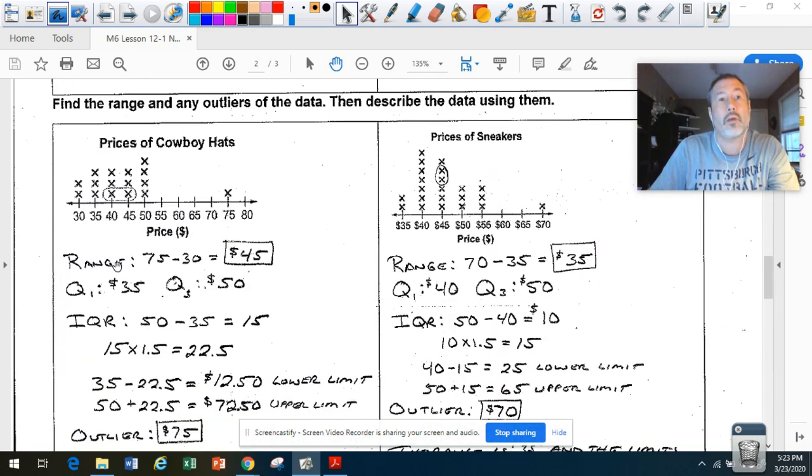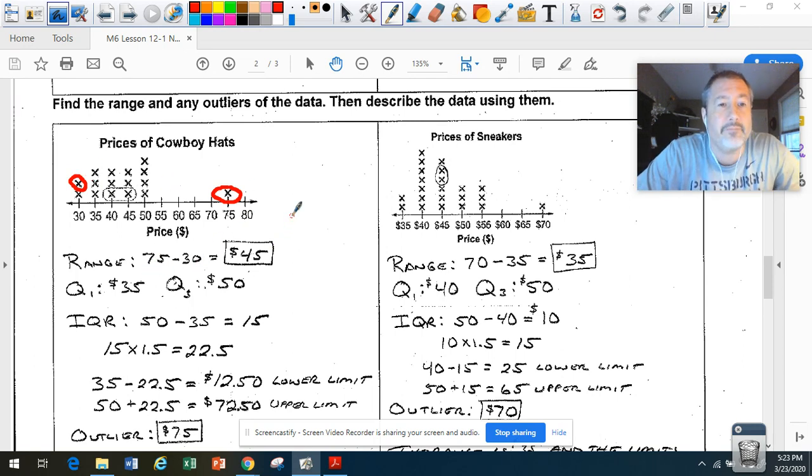So if we look at our range here, okay, so we're going to look how they vary. They want the range here. So our range here is we take our largest price here, the cowboy hats, which is 75, and we take our least price of the cowboy hats and we subtract them. 75 minus 30 is $45. So our range here is $45 in price.